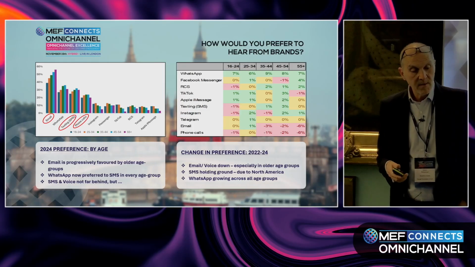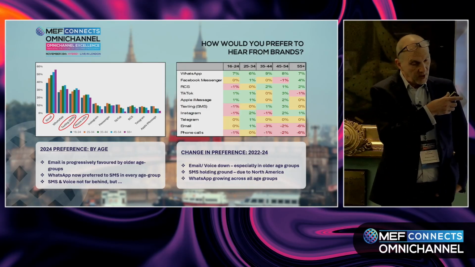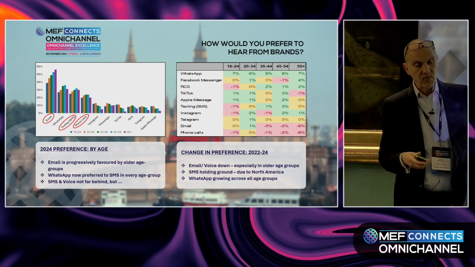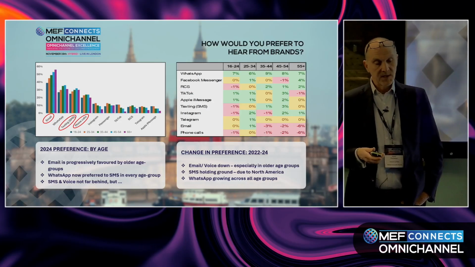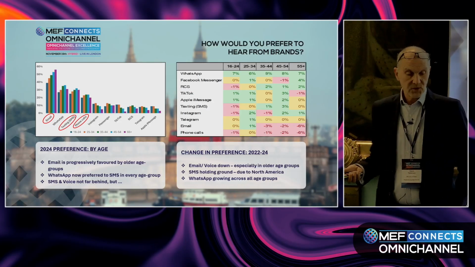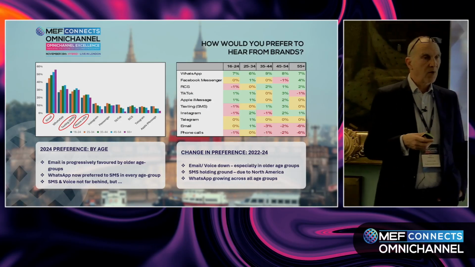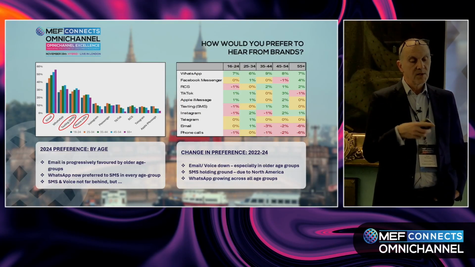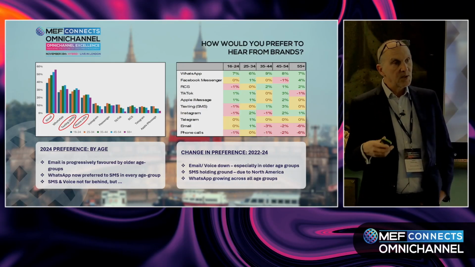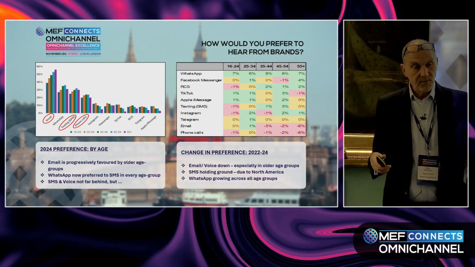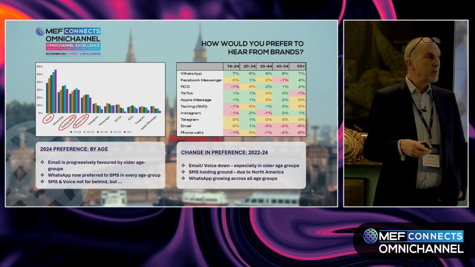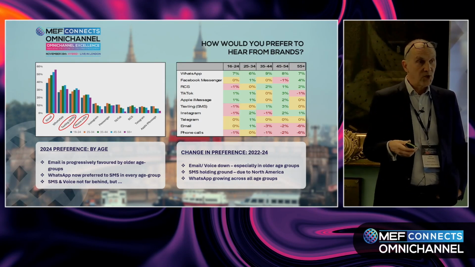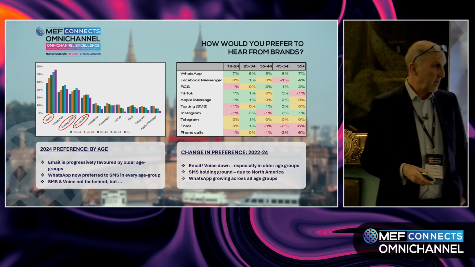SMS and voice are not far behind, but looking at the change over on the left there, from 2022 to 2024, email and voice are generally declining, especially in the older demographics. SMS is holding its ground, mainly due to its strength in the US, but WhatsApp is growing across all age groups. And as these 16 to 24-year-olds move up through the age range, today's preferred channels will be completely different in a generation or two. So if a business is going to put in place a more customer-centric approach with an omni-channel offering, it needs to think about future-proofing it as well.